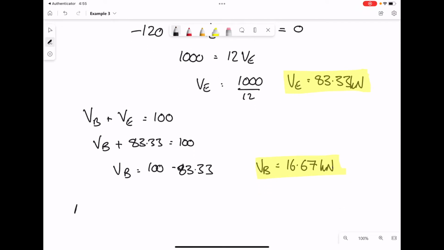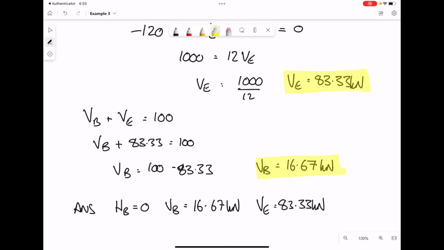So in summary, our reaction forces HB are 0, VB is 16.67 kilonewtons, and VE is 83.33 kilonewtons.